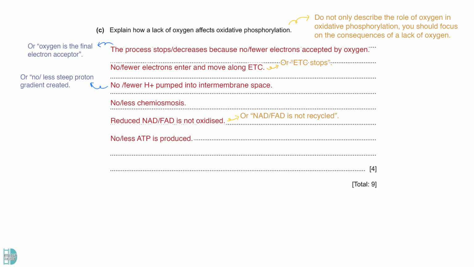There is a mark for AVP. For example, less pyruvate enters the mitochondrion since the process inside has slowed down or stopped altogether.